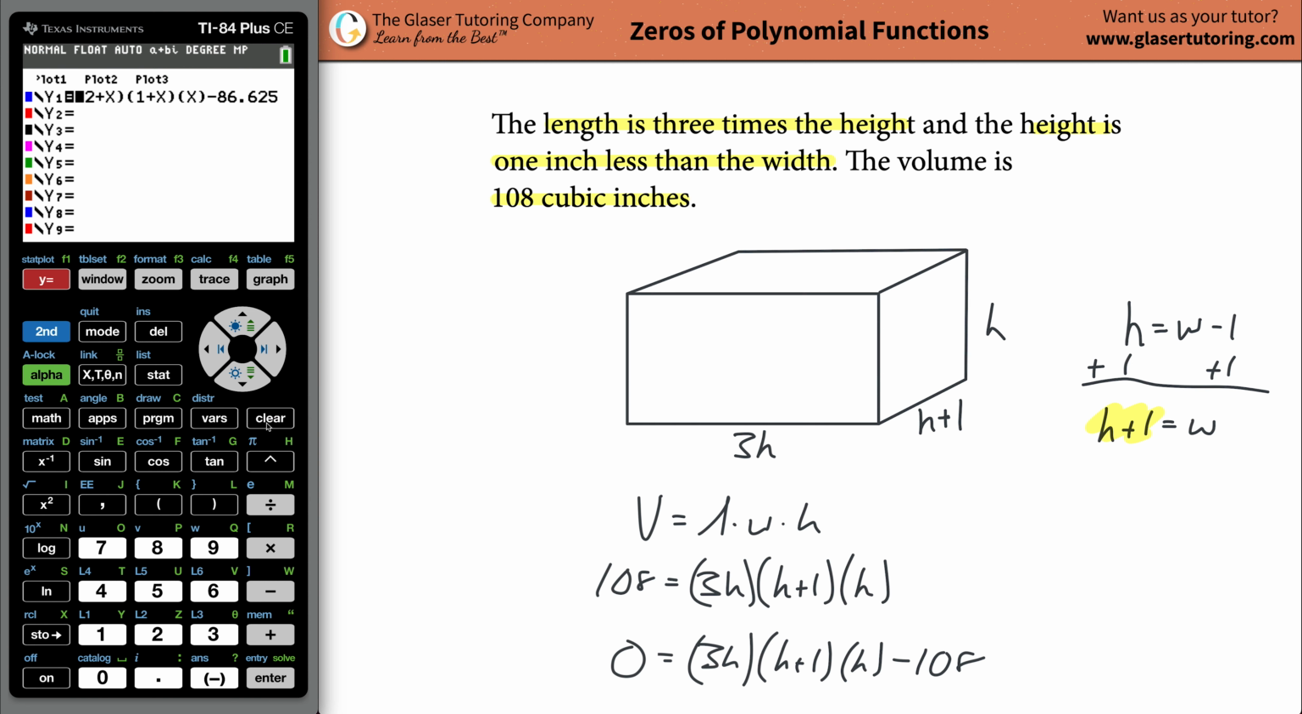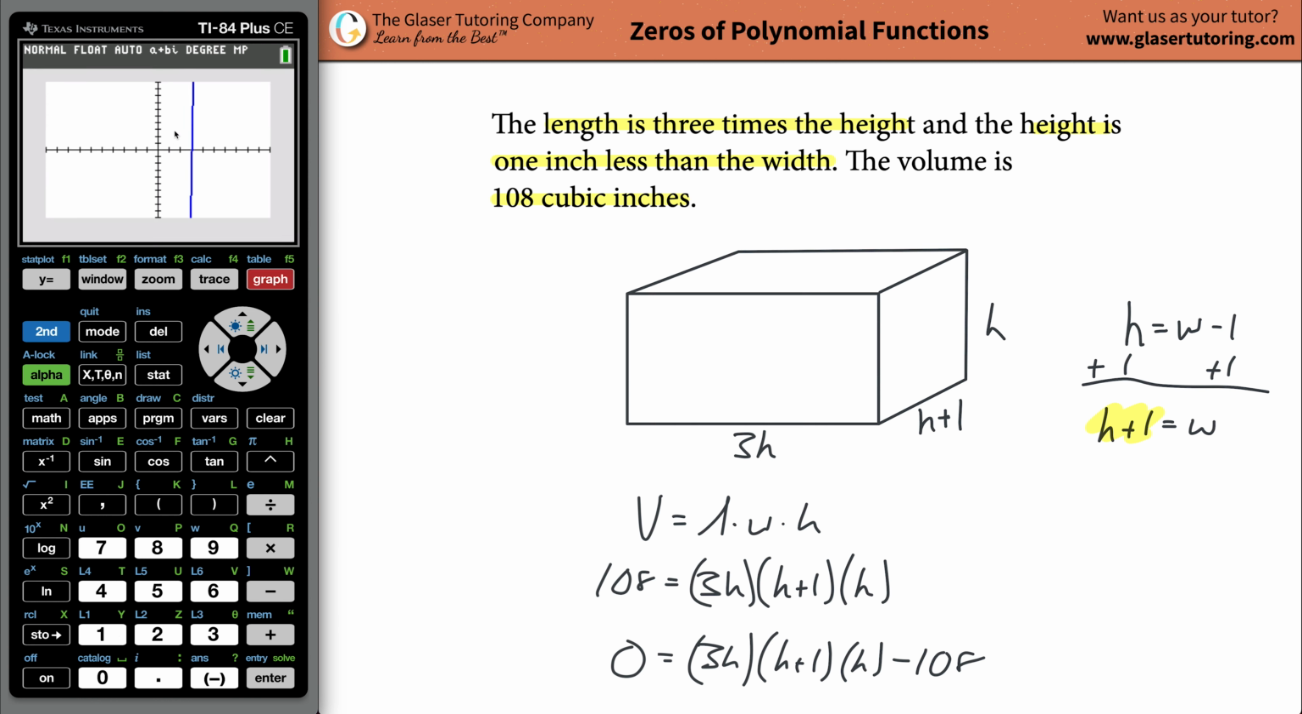So hit y equals, get rid of whatever is in there, and just plug it in. So 3x, instead of h, you can just use x here. So it's going to be x plus 1 then. Close the parentheses, open them, and it's going to be h, or just x, right? And then minus now 108. So hit graph. Boom. And here it is.